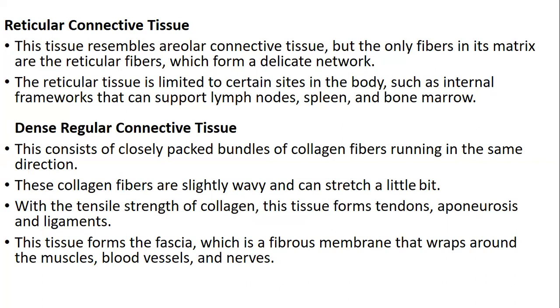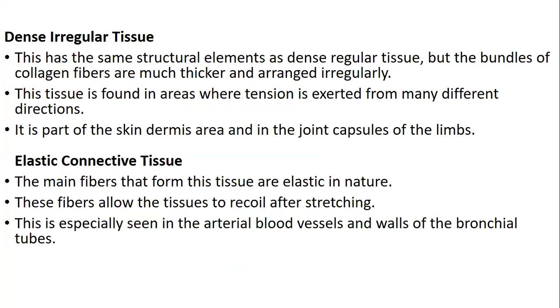So the ligaments, the tendons, and the aponeurosis are made up of what is referred to as dense regular connective tissue, which has these characteristics. It also forms the fascias, the fibrous membranes that wrap around the muscles as well as the blood vessels, including the nerves.